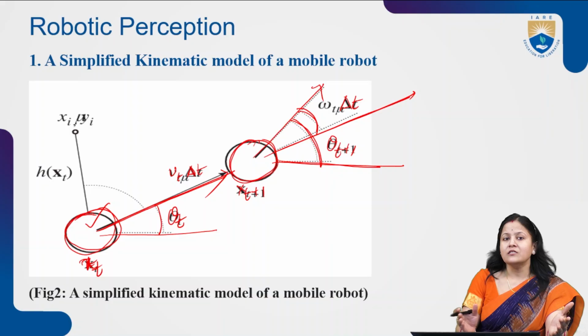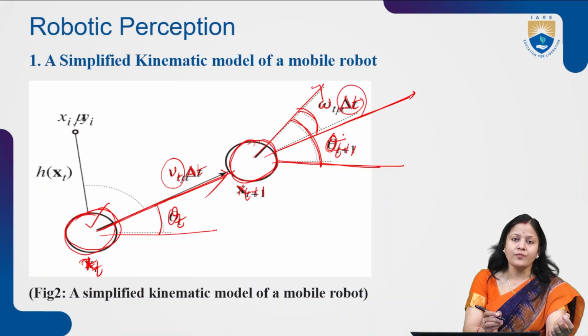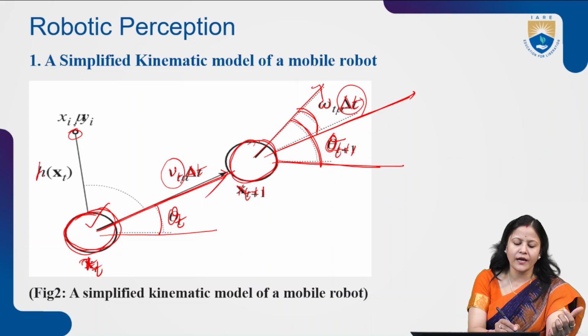So this is the way the robot can move, and it depends upon how much distance it covers, which is denoted as the linear displacement, as well as the velocity of the movement, which is denoted as either vt or omega of t. This is the linear velocity, and this is the angular velocity, we can say omega of t is the angular velocity. Suppose an object is present here, at a distance of h of xt. So using this movement, this can be represented as xi and yi.